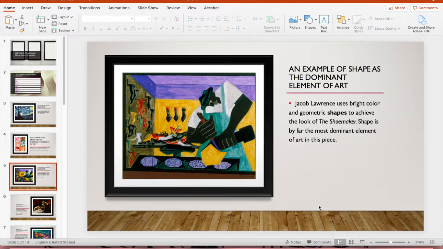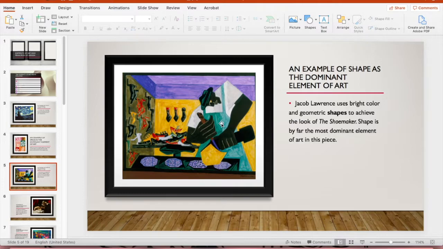Okay. Jacob Lawrence is the shoemaker. You guys probably will remember the shoemaker. We talked about the shoemaker in class when we did our Harlem Renaissance Day. Jacob Lawrence uses bright colors and geometric shapes to achieve the look of the shoemaker. The shape is by far the most dominant element of art in this piece.